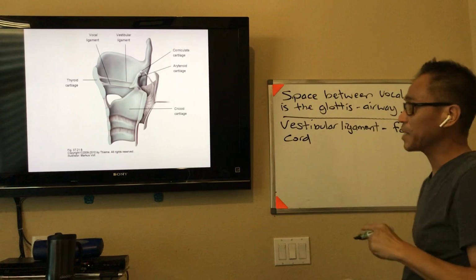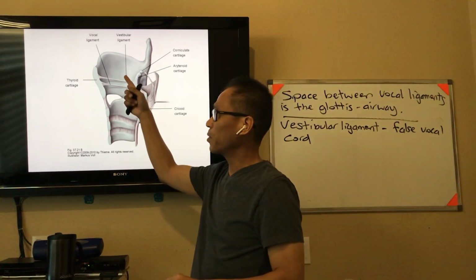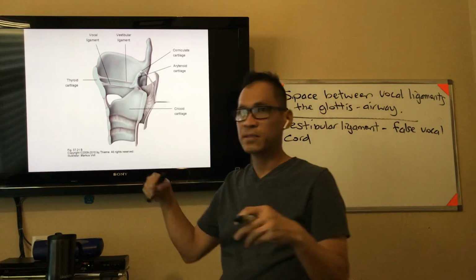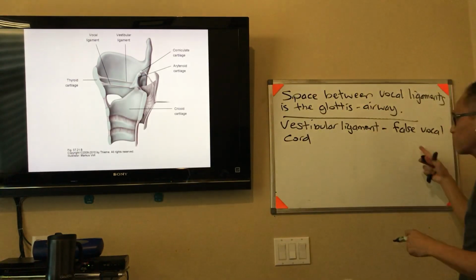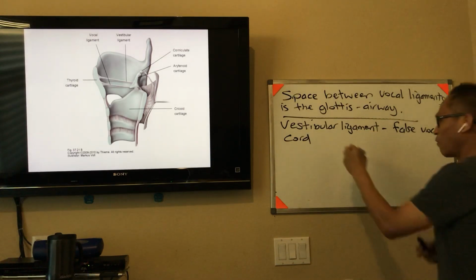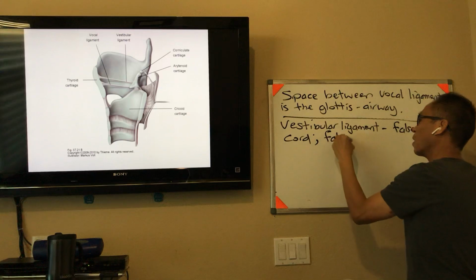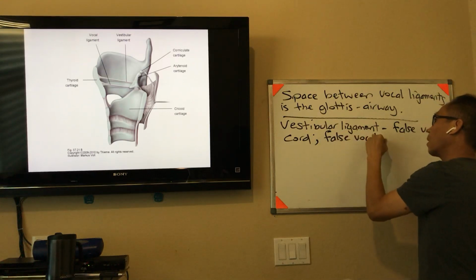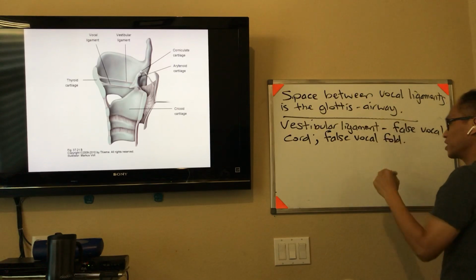Now, this is just isolated without the mucous membrane over it. When you put the membrane over all these things, it makes kind of a fold. So if you ever see the term false vocal cord or false vocal fold, it's all the same thing. I think they're all interchangeable.